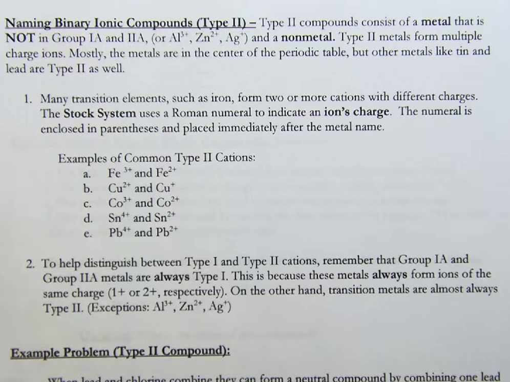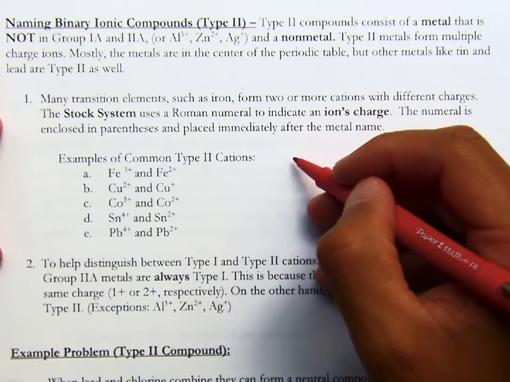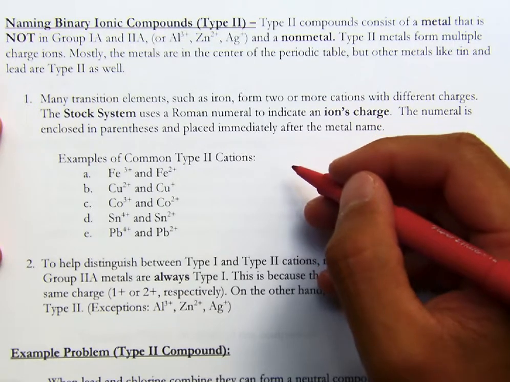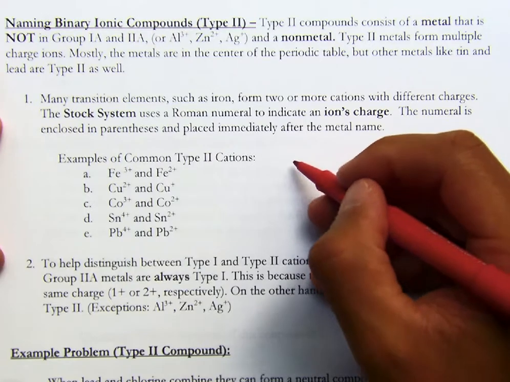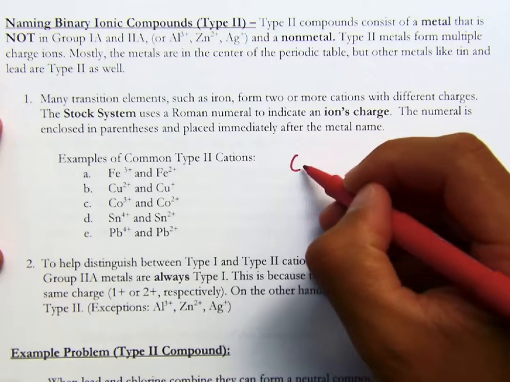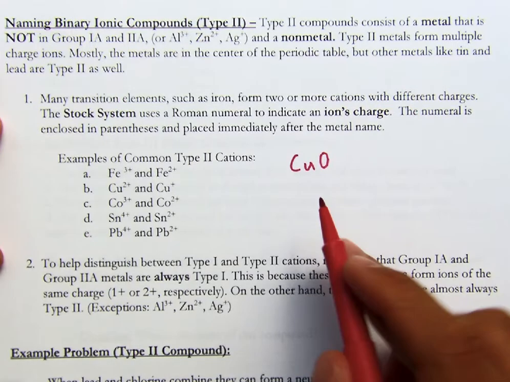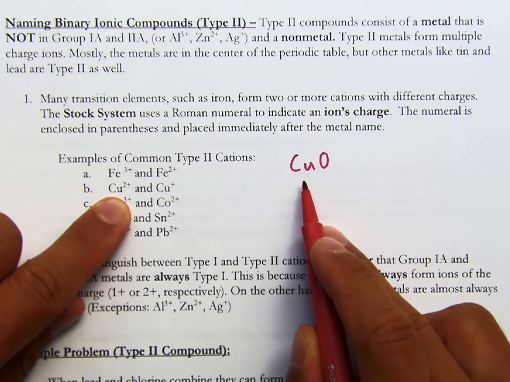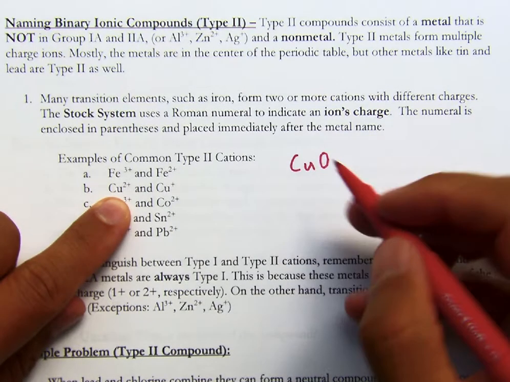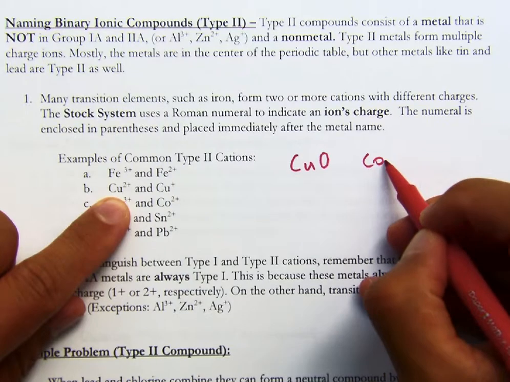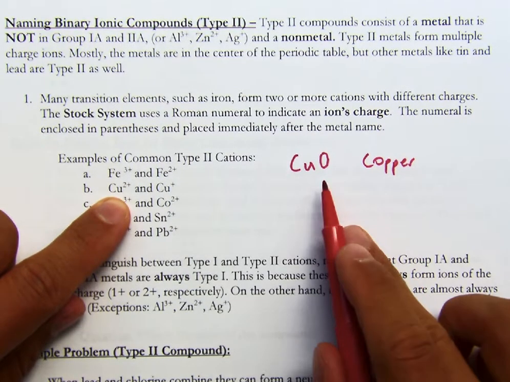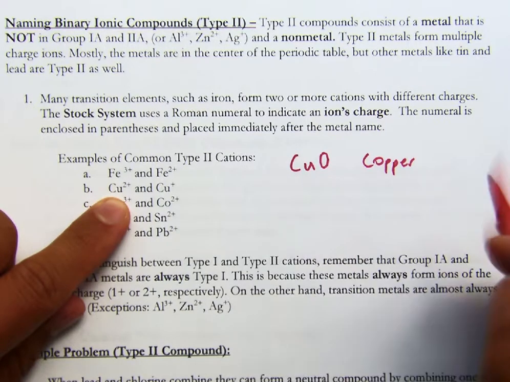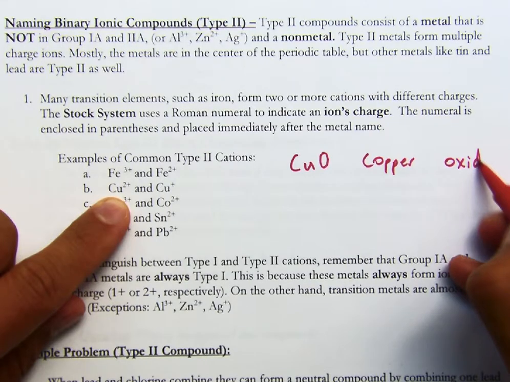Okay? So for example, quick example, and I actually have this in your lesson, but let's do it with copper. So if you had CuO, oxygen has a -2 charge, and in this case, Cu has a +2 charge. So we have CuO. And if you were to name that, you would probably say copper, and then the nonmetal with the ending changed to "-ide." So oxygen becomes oxide, so copper oxide.